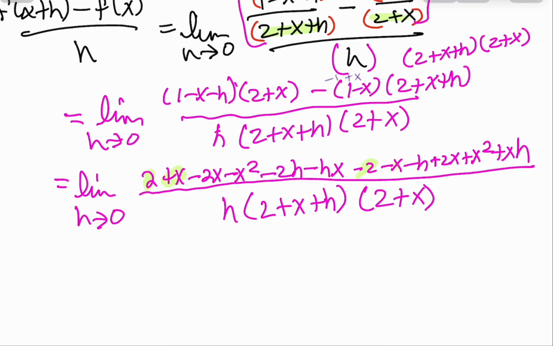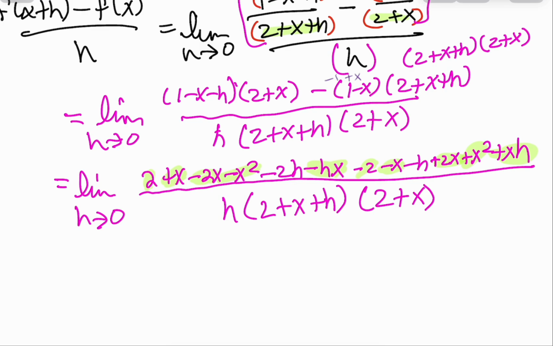There's a positive x, there's a negative x. Cancel them out. There's a negative 2x, there's a positive 2x. Cancel them out. There's a negative x squared, there's a positive x squared. Cancel them out. Now everything else we see here has an h in it, but one of them actually does cancel out. We've got this negative hx and this positive hx.